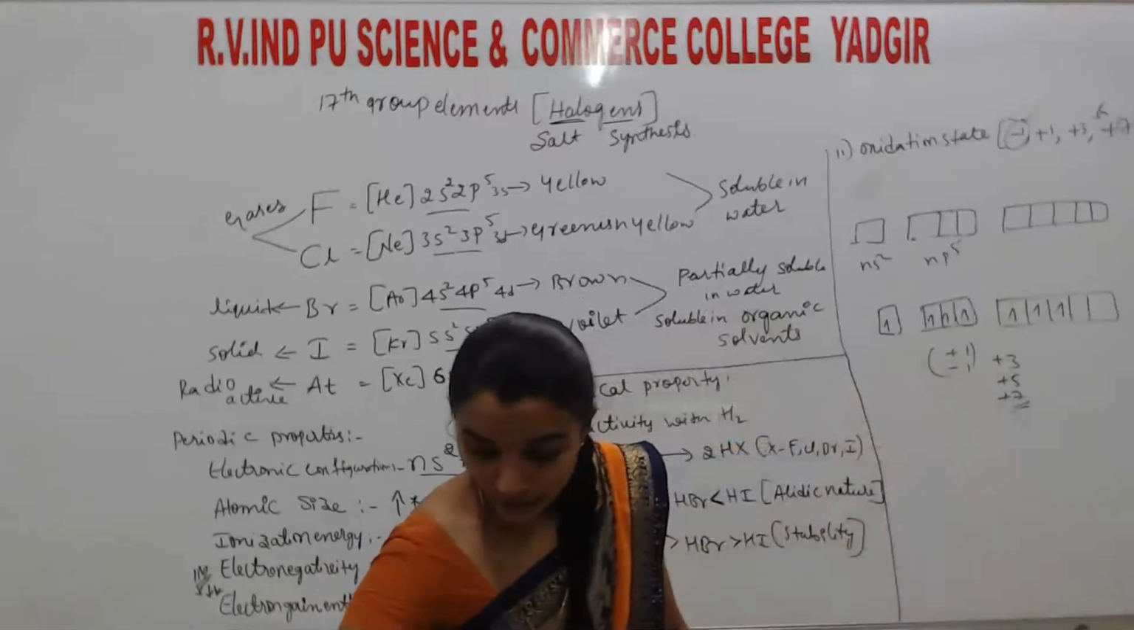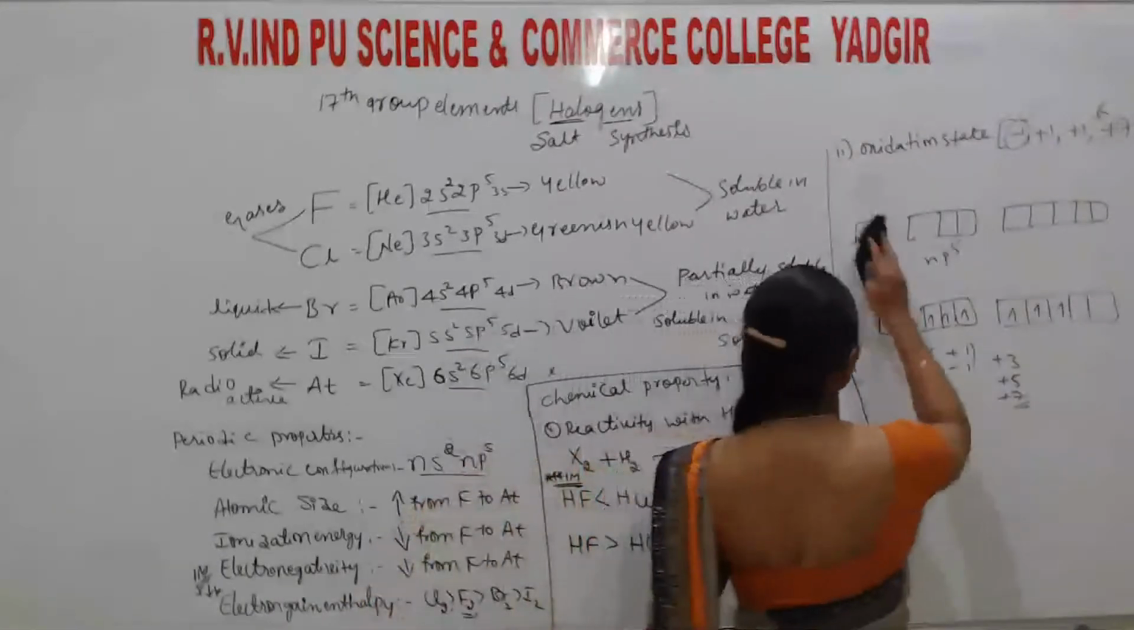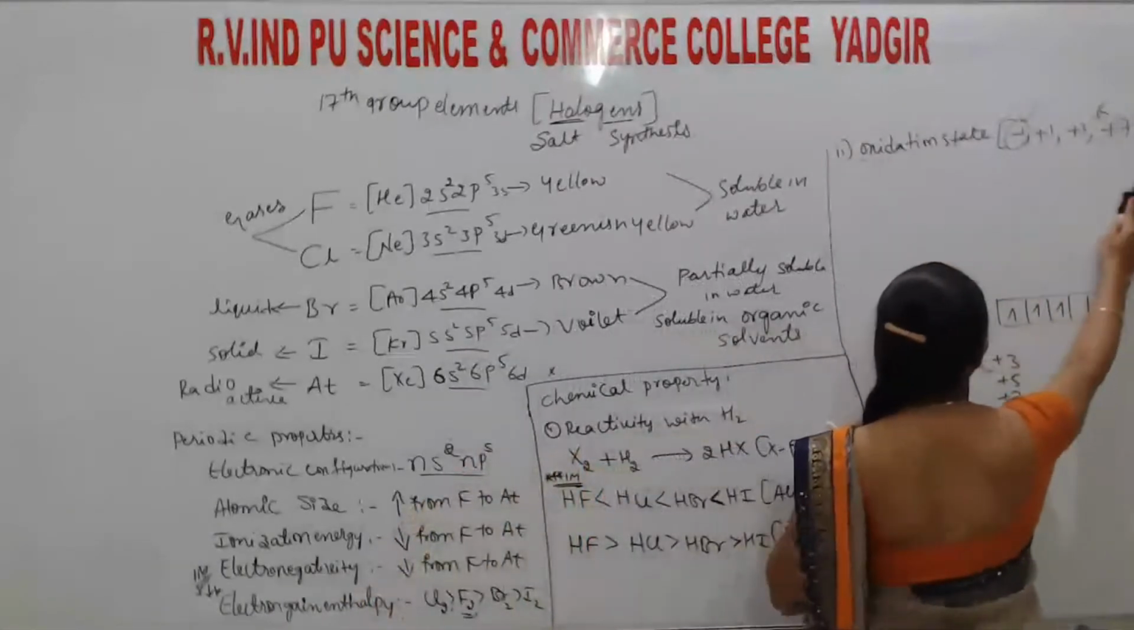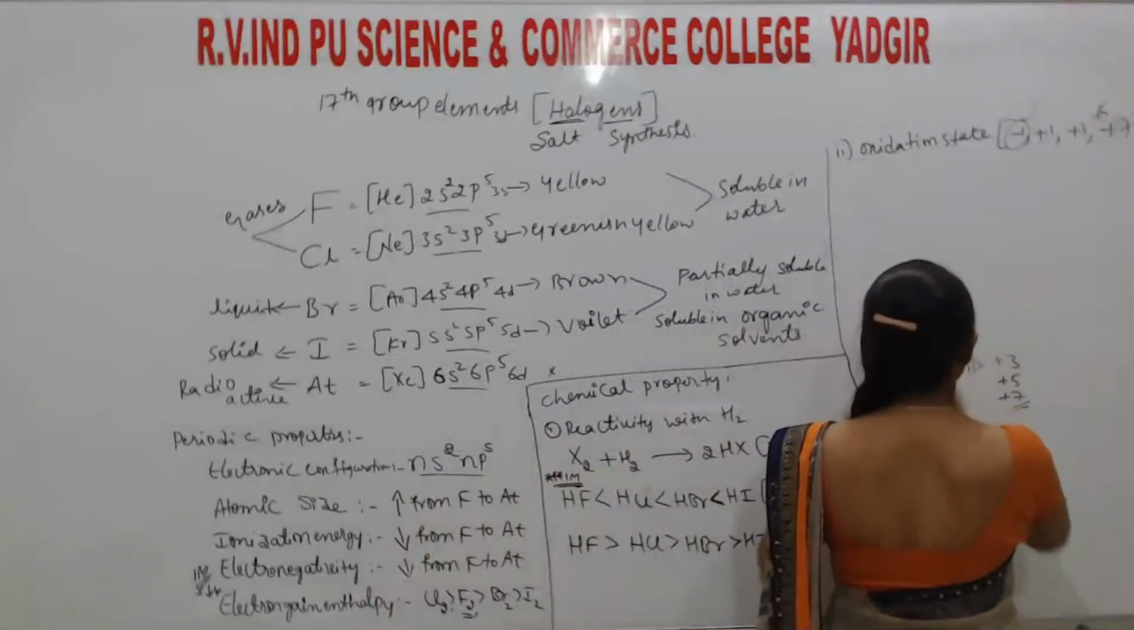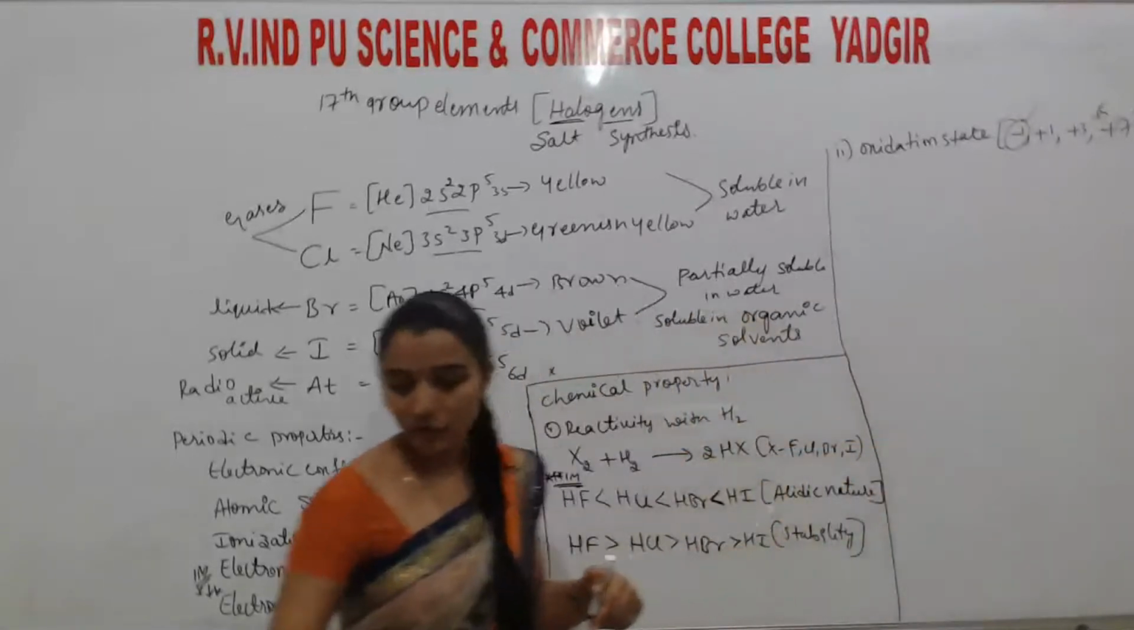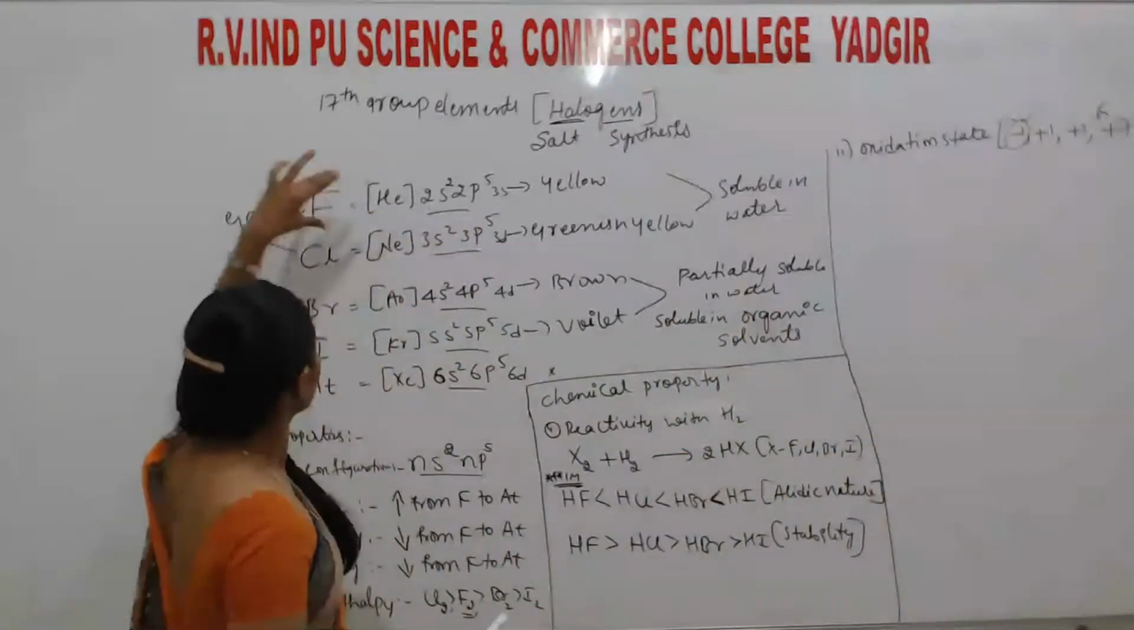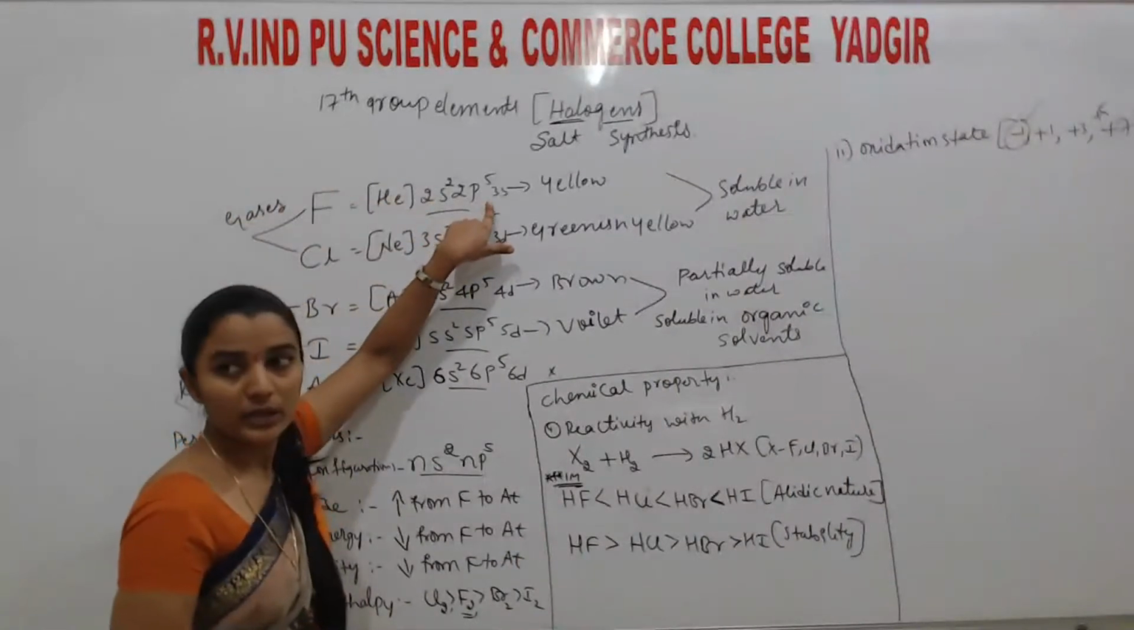Okay, so in that, which one can exhibit only minus 1, and which can exhibit the positive states, is explained by this electronic configuration. Listen, here fluorine is there, it won't have any d orbital.